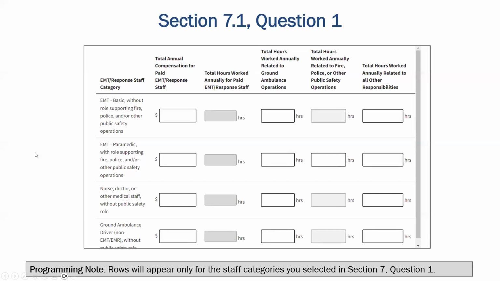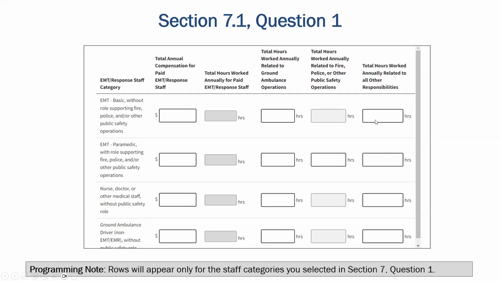You can look at this total hours worked in the gray shaded box to compare to some of those other data sources. It's important to note that, as I mentioned before, you're never reporting information on individual staff members. Instead, you're adding up all of your EMT basics without fire, police, or other public safety roles. You might have 2 or 20 of these kinds of staff. You're adding them all together and reporting just a single total annual compensation amount and hours worked amounts.